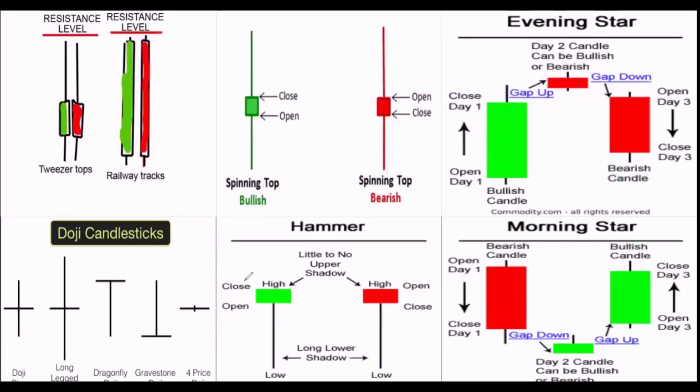Then we have a hammer. Hammers are quite common as well, with a nice short little body and then a long pin to the downside. This is a bullish hammer, and this is a bearish hammer, of course. And then dojis are basically where price will open and close exactly at the same price and form almost no body length. So price opens here and it closes here. This is the most common candlesticks that we'll see.